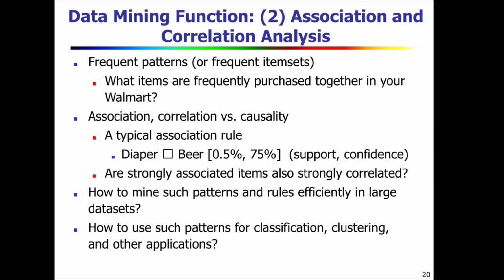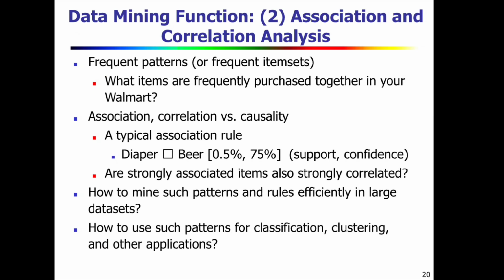The next function is association and correlation. Association means logically relating things. It is required where you have frequent patterns and frequent item sets, like what items are frequently purchased together in Walmart. This is very important. In the real world, if you go to Walmart or some shopping mart, frequently bought items are placed close to each other. How have they come to know this? They extracted this pattern from the purchase history.